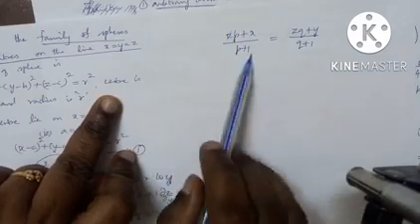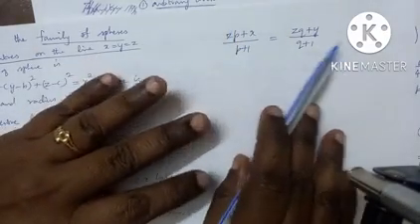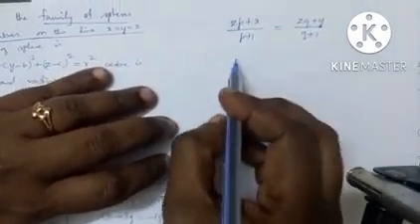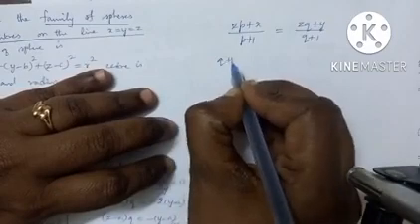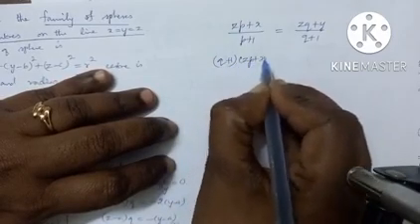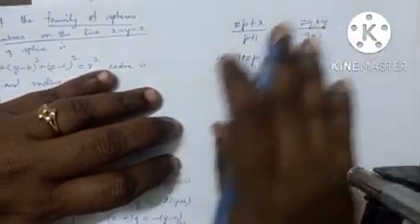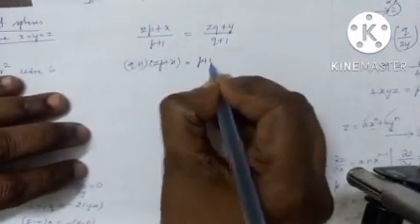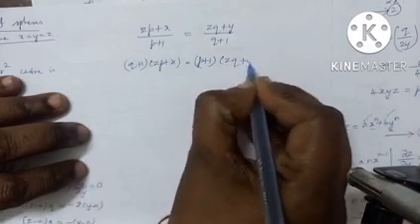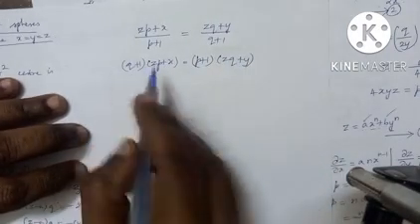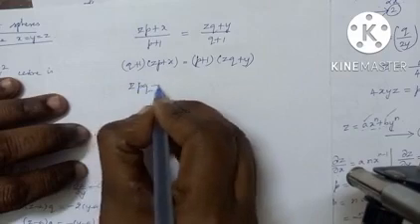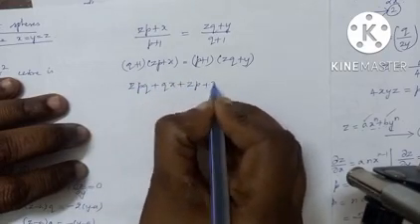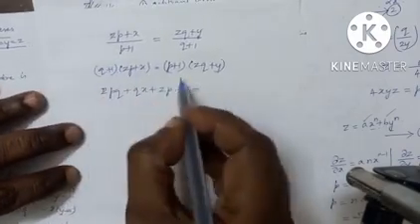Listen here, you can leave the problem here. And if you want, you can simplify it more. It is your choice. I simplify this, see, cross multiply, which is p plus 1 into... Now multiply first term into first term, first term into second term, second term into first term, second term into second term.